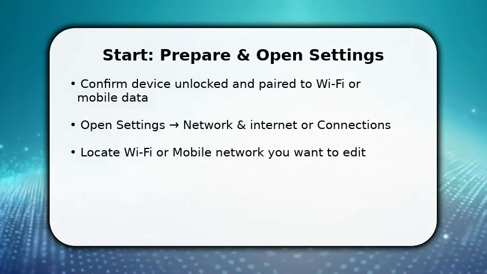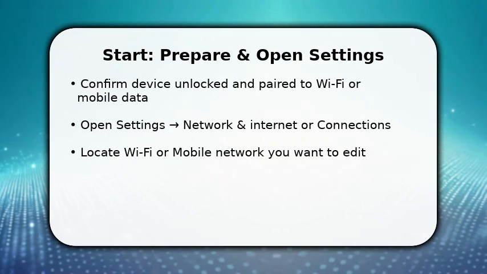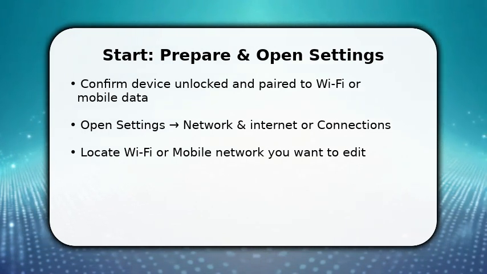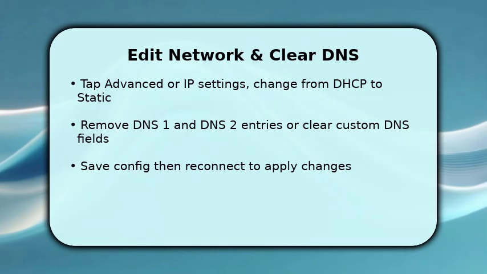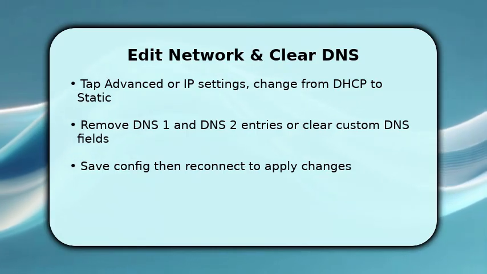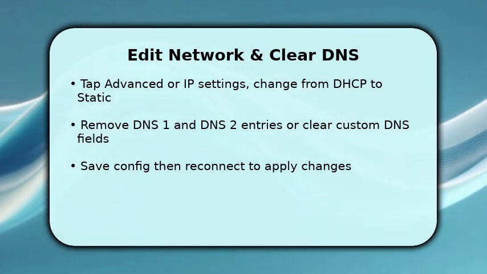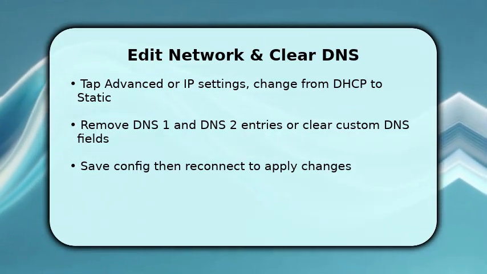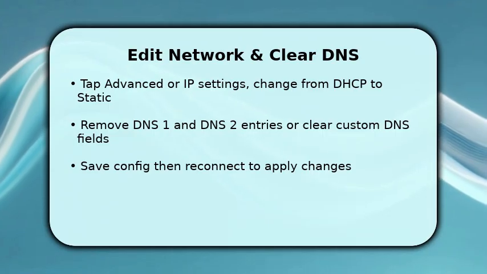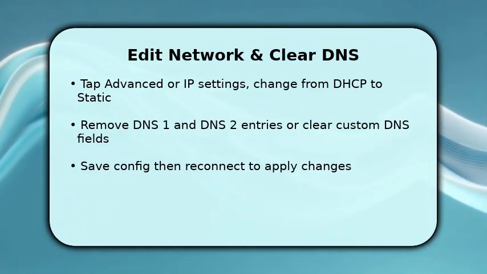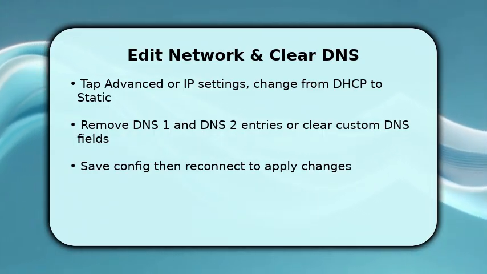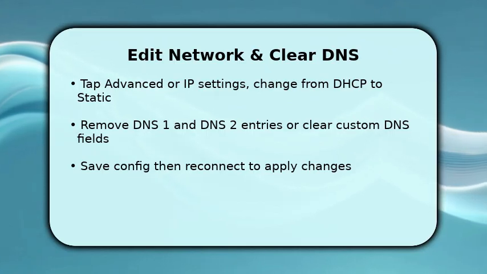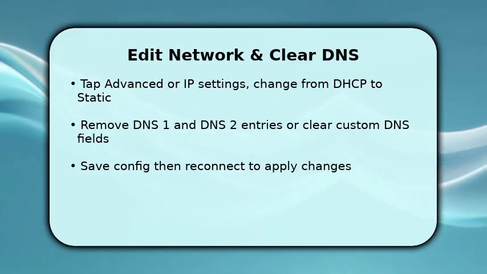If you see saved network details, tap to view advanced options so you can edit DNS settings. Now edit the connection. Open Advanced or IP settings and switch from DHCP to static to reveal DNS fields. Some phones show private DNS instead. Remove the DNS1 and DNS2 values or clear any custom DNS hostnames. If your device uses private DNS, set it to off or automatic to stop using a custom provider.